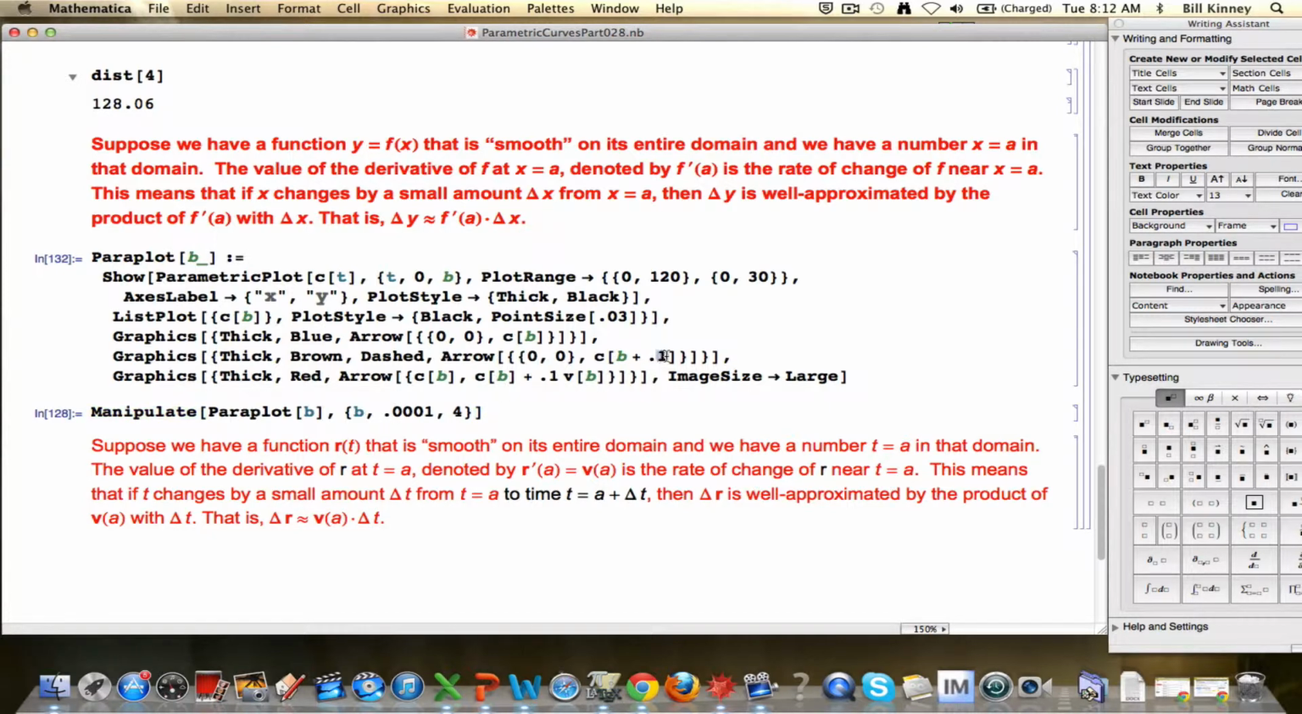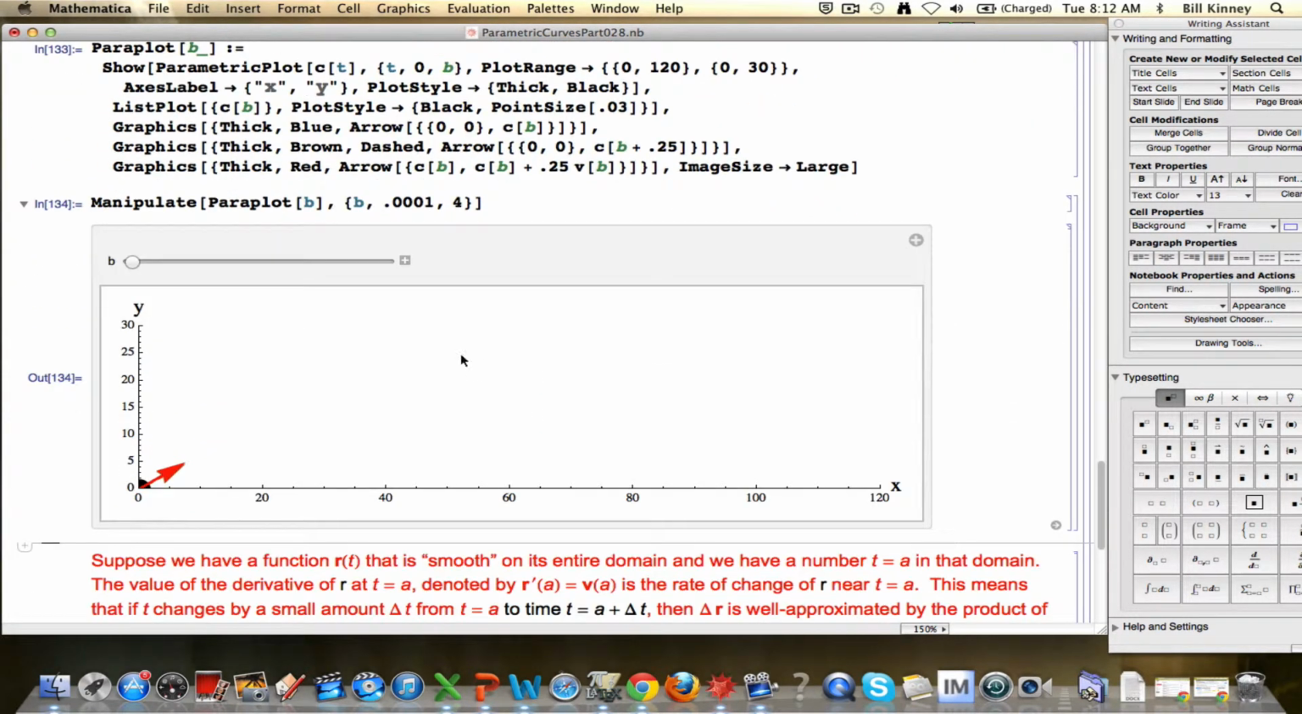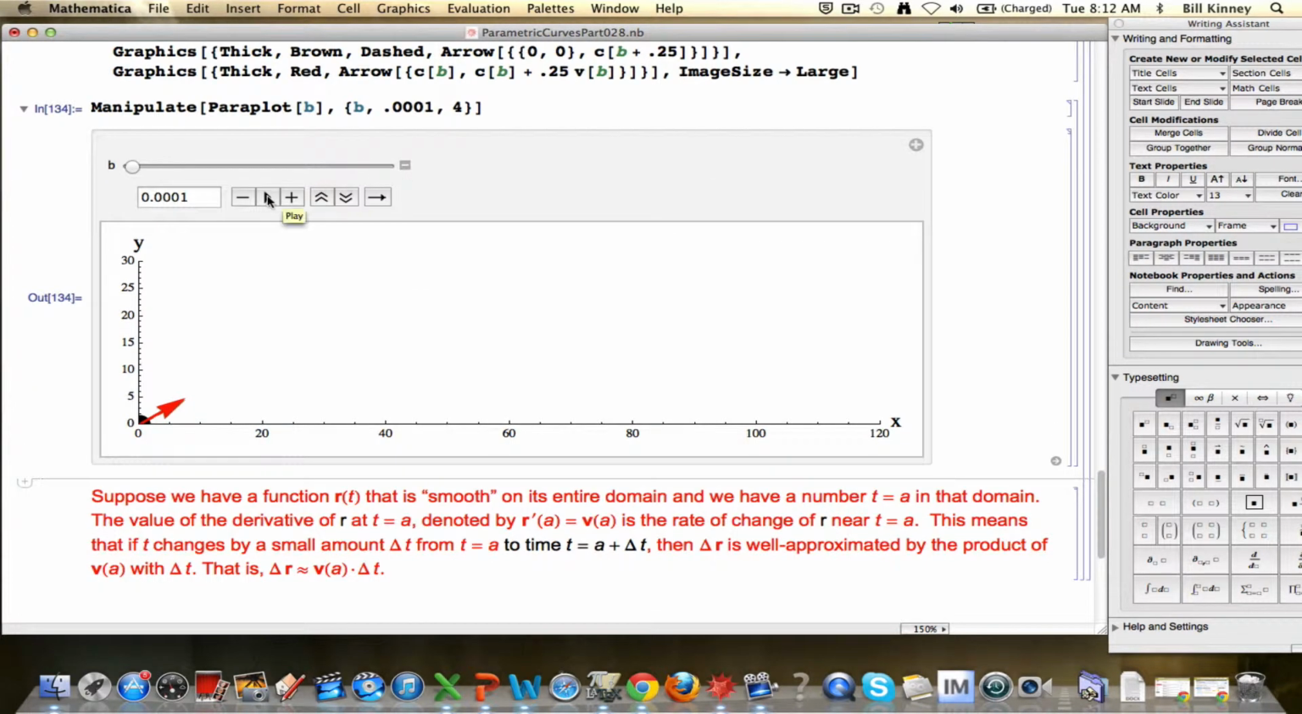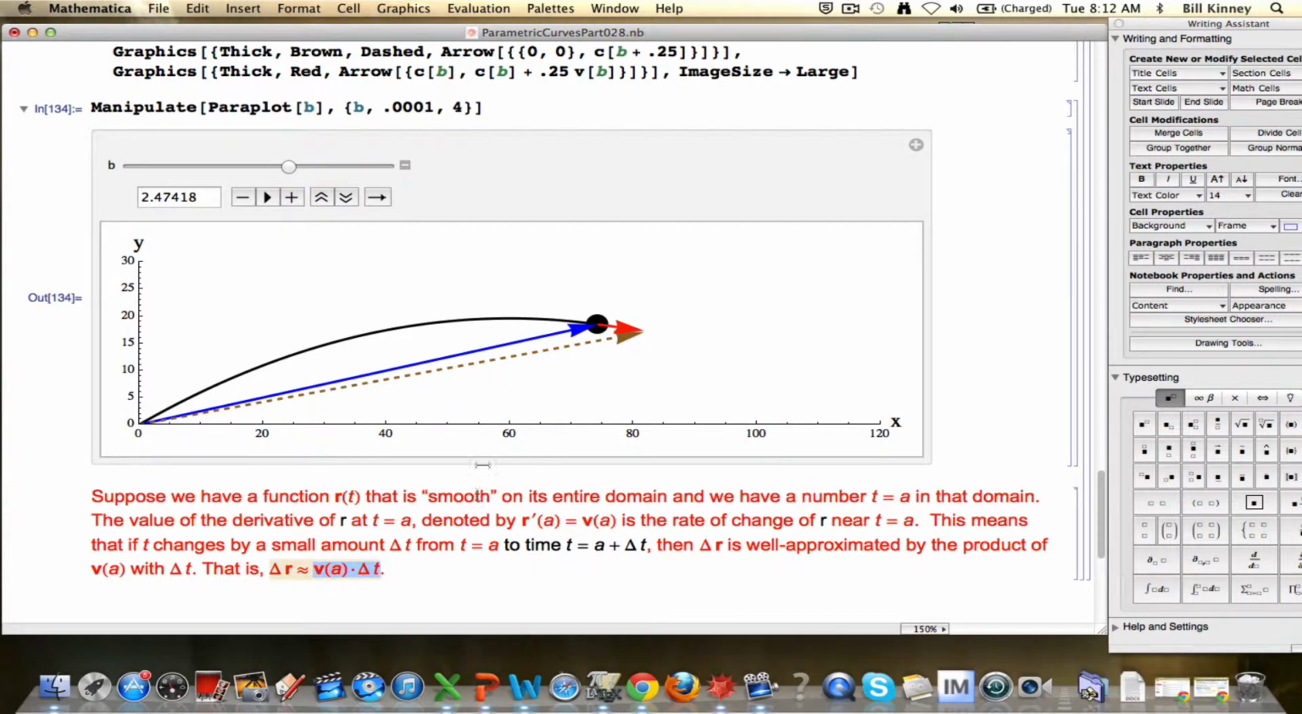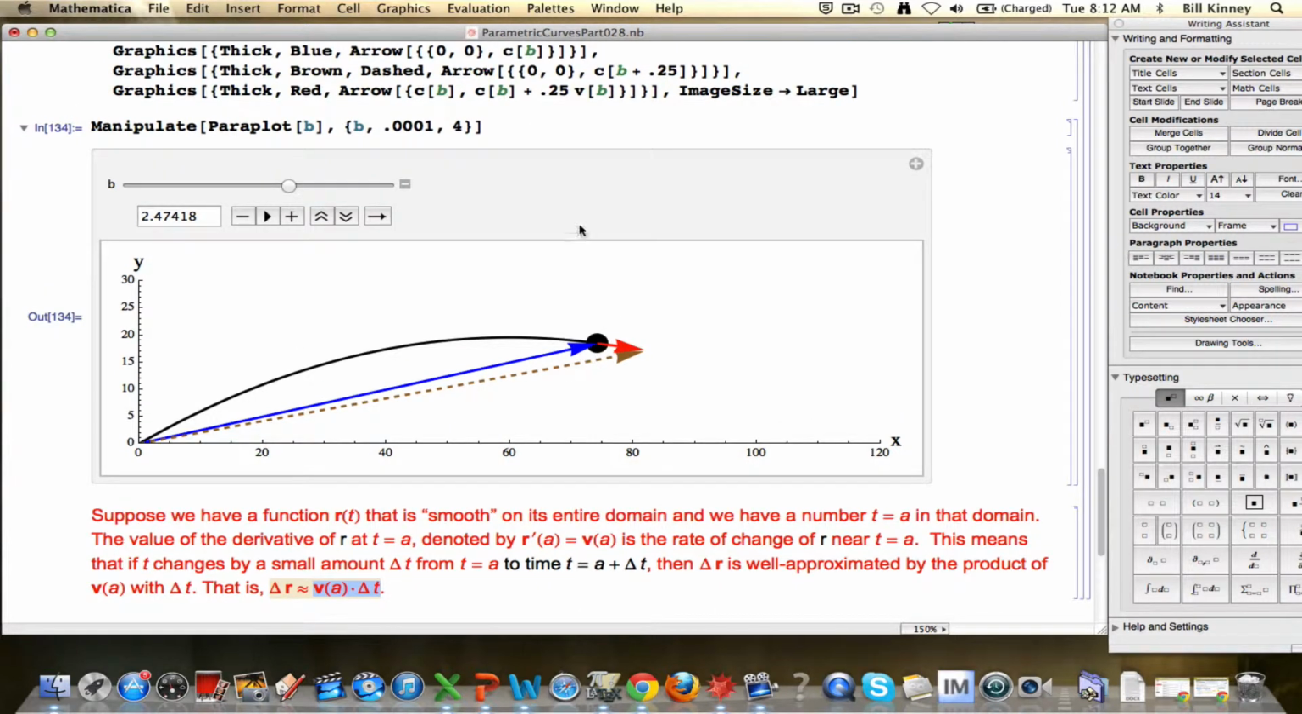Let's go back to 0.25. What do we have here? Stop it at a certain moment in time. V of a times delta t is this red vector. The longer red vector that we initially drew, that was the velocity vector. Delta t here is 0.25. I'm multiplying that scalar by the velocity vector. I'm scaling it down by a factor of 1/4. It is 1/4 as long as the actual velocity vector. That's the right-hand side of this approximate equation here.